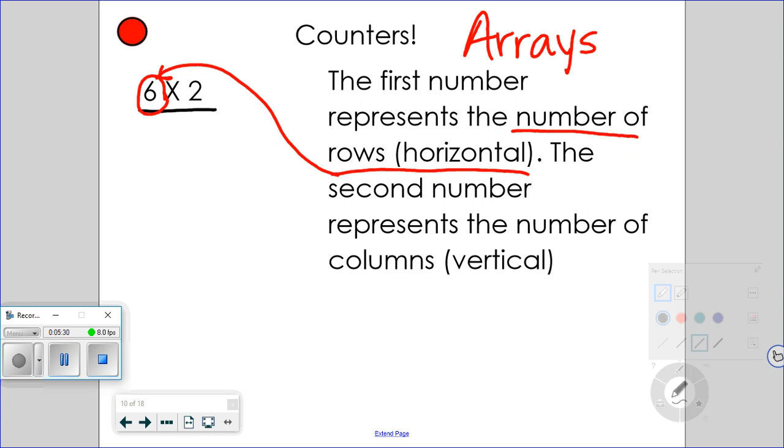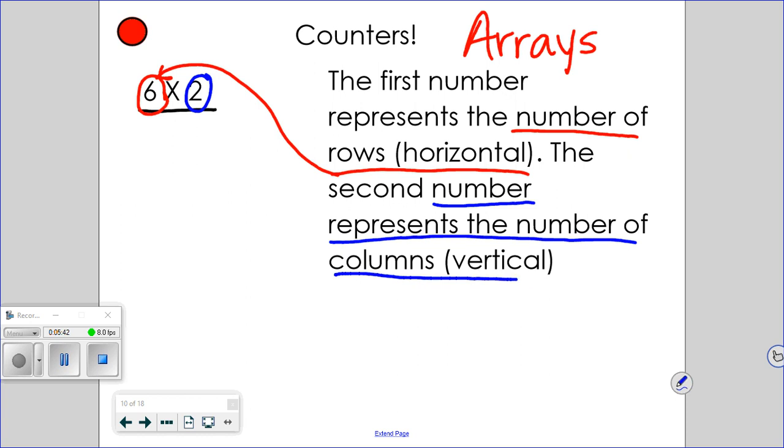Right, the second number, that 2 in our equation, circle it, and you're going to write this number represents the number of columns. You have to write what I have underlined in red and blue and make sure it's pointing at the right number. So again, that first number, in this case 6, is representing the number of rows. The number 2 in my equation, the second number, is representing the number of columns.